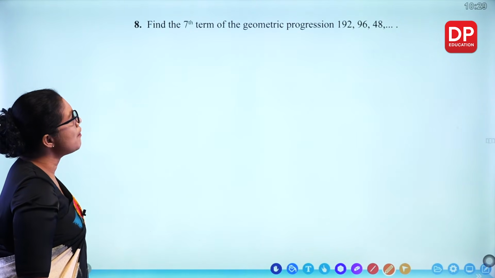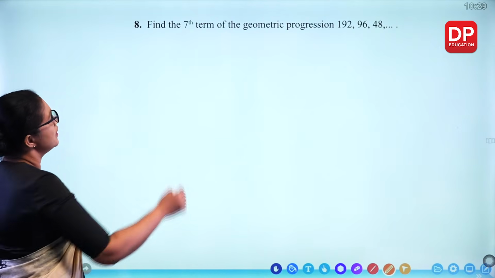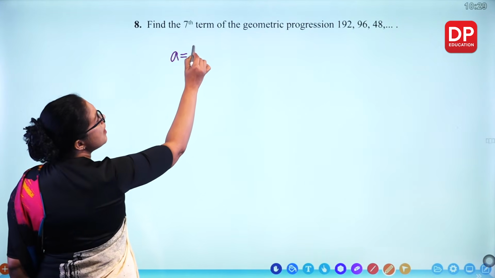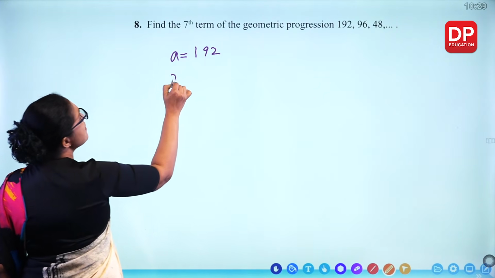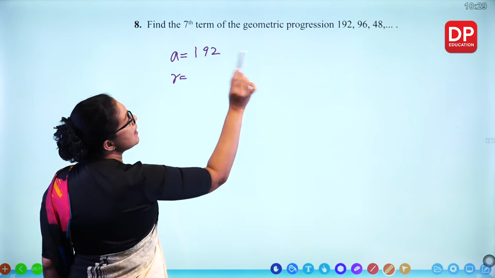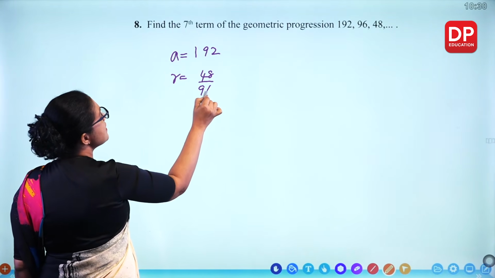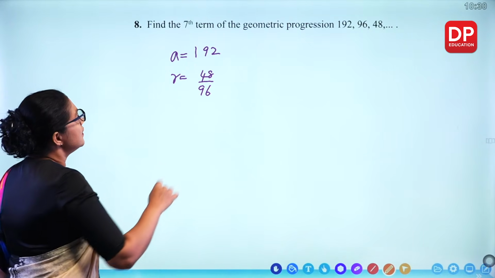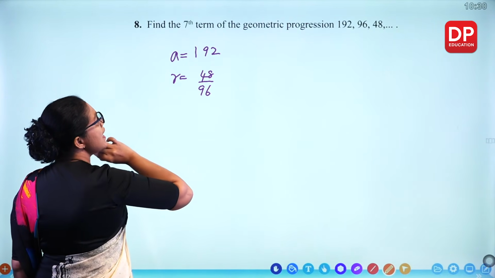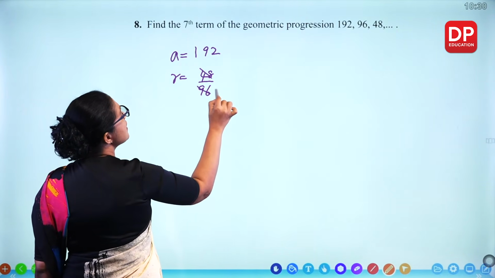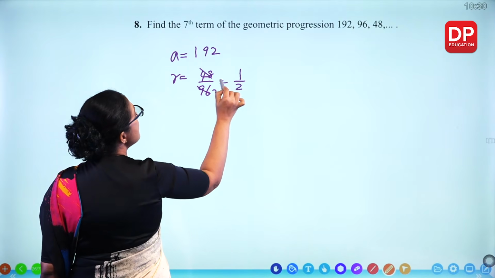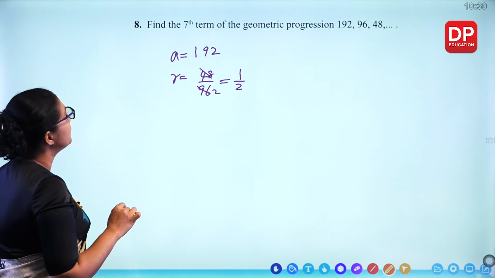Eighth question. Find the seventh term of the geometric progression. What's the first term? 192. What's the ratio? Take the easiest one, 48 divided by 96. So 2 times 48 is 96. So you get half as the common ratio.